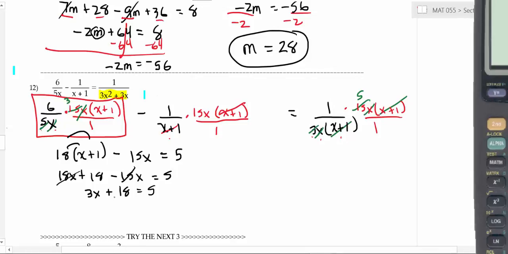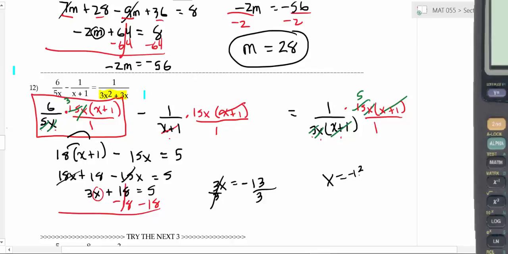Now you can subtract 18. You're trying to get x by itself. So we subtract 18 from both sides. And that would give 3x is equal to negative 13. Then I divide by 3. And that's the answer. Okay, that would be a real fun one to check. I'm not going to take the time to do that, but I could.